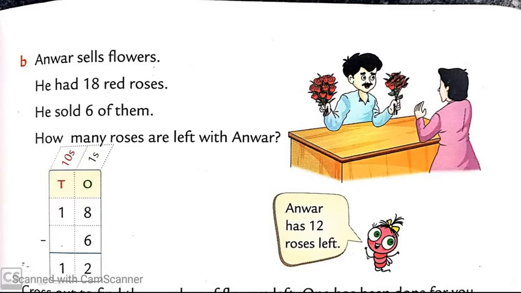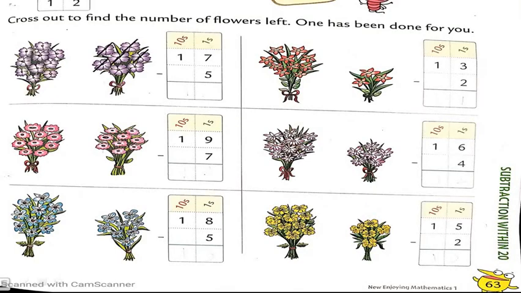While subtracting 0 from 1, we get 1. Okay, we can say that Anwar has 12 roses left. 18 minus 6, we get 12. So Anwar has 12 roses left. Now cross out to find the number of flowers left. One has been done for you. What should we do? We should cross out to find out the remaining flowers.